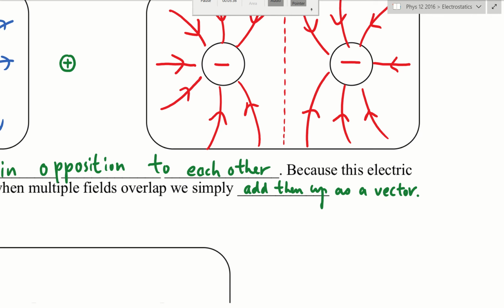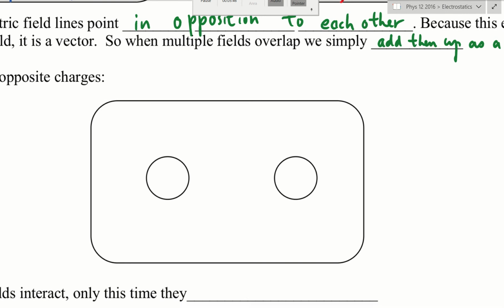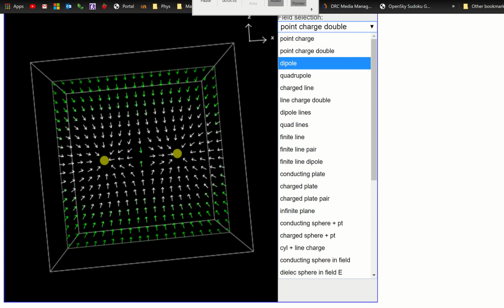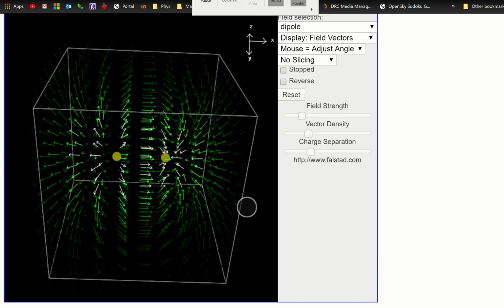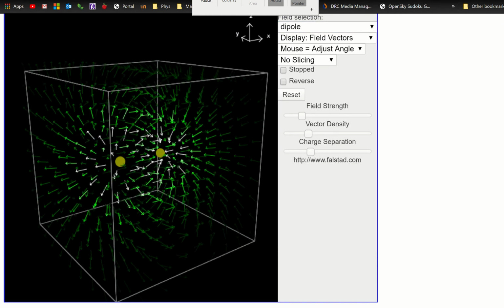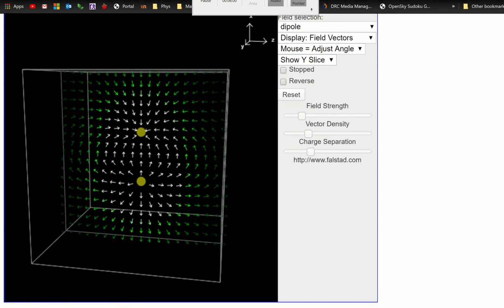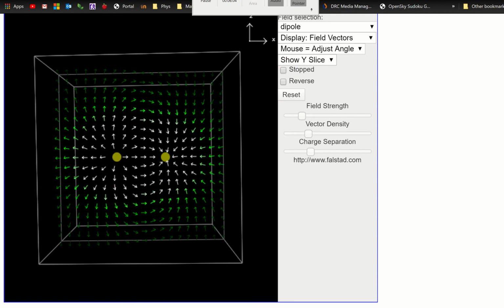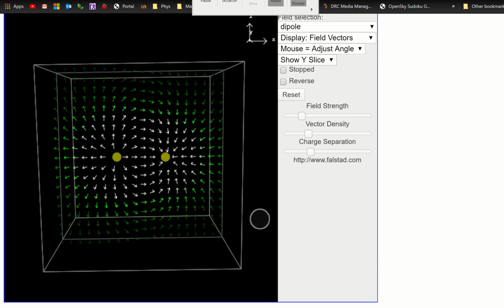Okay, so now let's try two opposite charges. Opposite charges, meaning that, let's say you have one proton and one electron. In here, that is actually called a dipole. Now this is a 3D rendering, so it looks really messy. I'm just going to reduce it down to a 2D picture. In real life, it's actually 3D, but for ease of drawing, we just draw the 2D version.